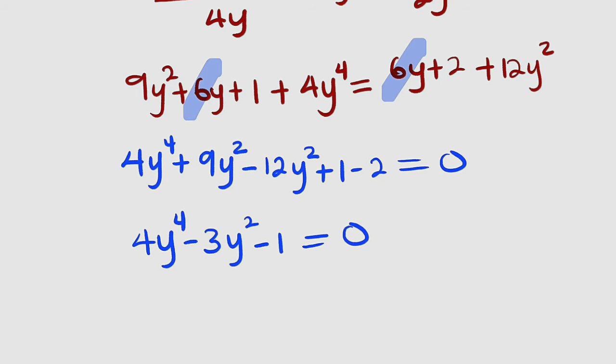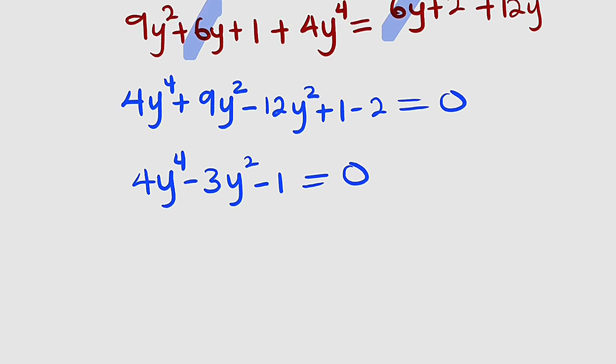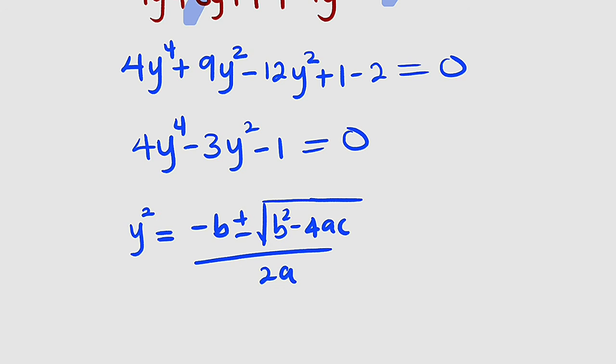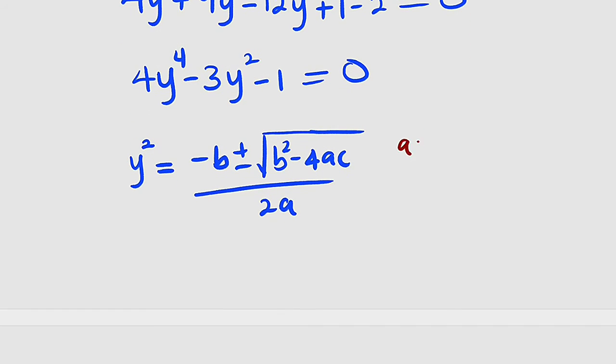Now we can regard this as a quadratic equation in terms of y squared, right? So y squared instead of y, because this is to the 4th power, so we have y squared equal to minus b plus or minus the square root of b squared minus 4ac divided by 2a, right? A is the leading coefficient. We have 4, b is negative 3, and c is negative 1.